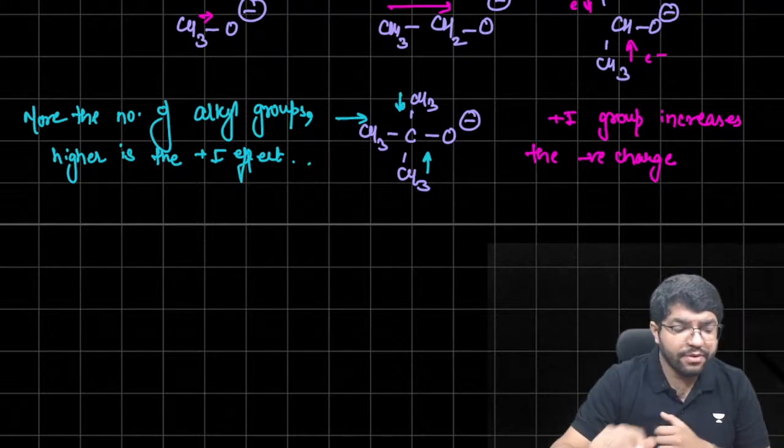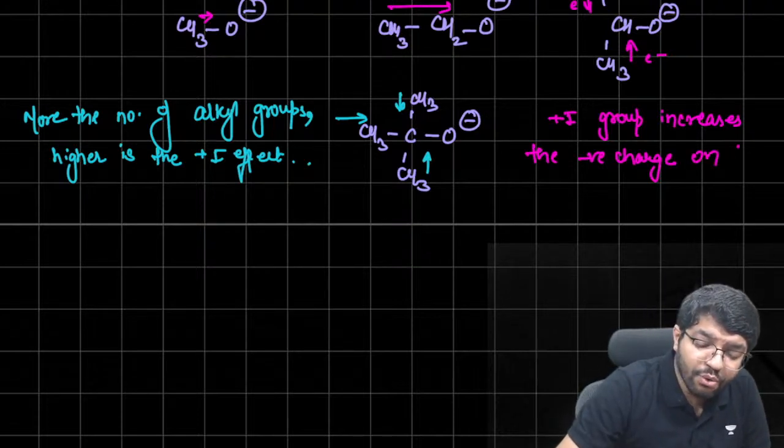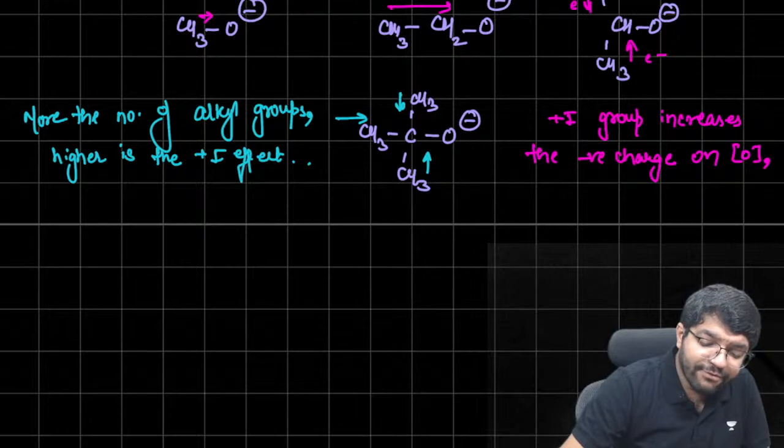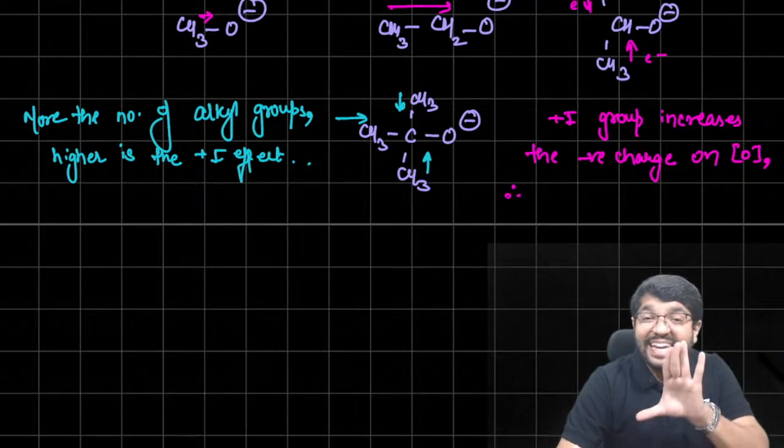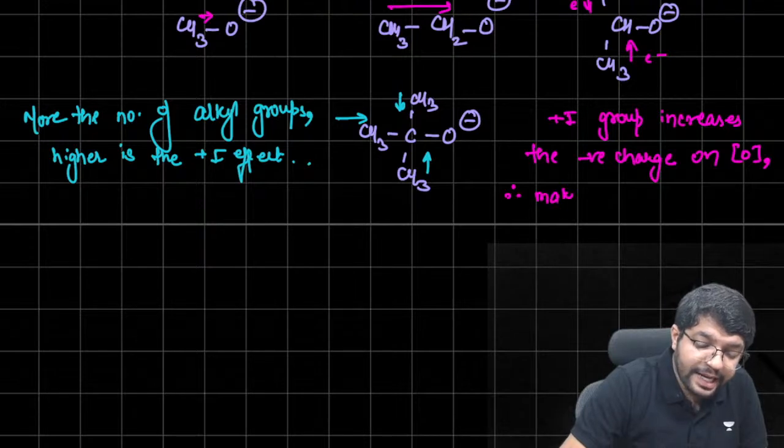Okay, it's stable for now. Plus I group increases the negative charge on O, therefore making it less stable.